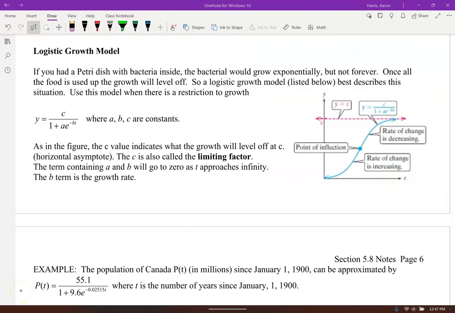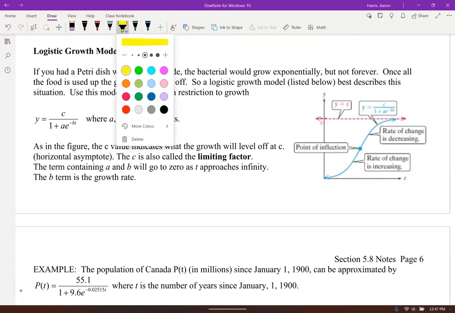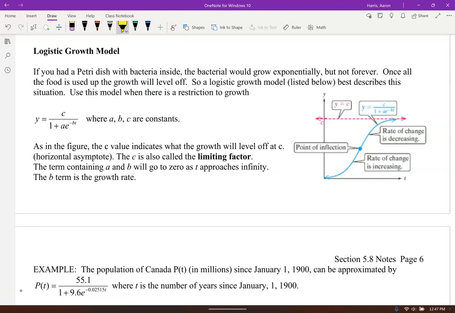16.2. All right, lastly with logistic growth models. So here, if you had a petri dish of bacteria inside, the bacteria will grow exponentially, but not forever. So if it is used up, the growth will level off. So a logistic growth model best describes this, right? Can you see how this kind of tapers off as time t goes on there?